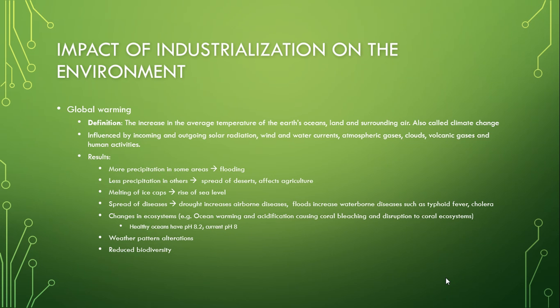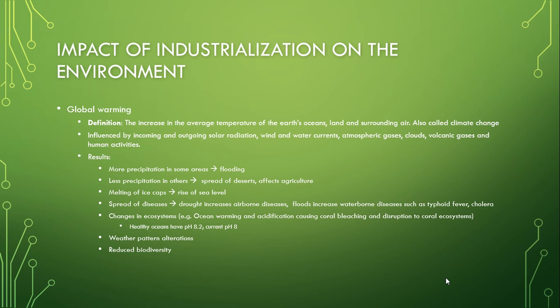For example, we find that there can be an increase in precipitation occurring in some areas. So for example, one that we are most familiar with would be increasing flooding. So we can actually have an increased amount of flooding hazards and flooding disasters. We can also have the extreme opposite occurring, which would be a reduction in precipitation in other areas. That can lead to a spread of deserts and desertification. This can, as a result, affect agricultural activities because of drought.